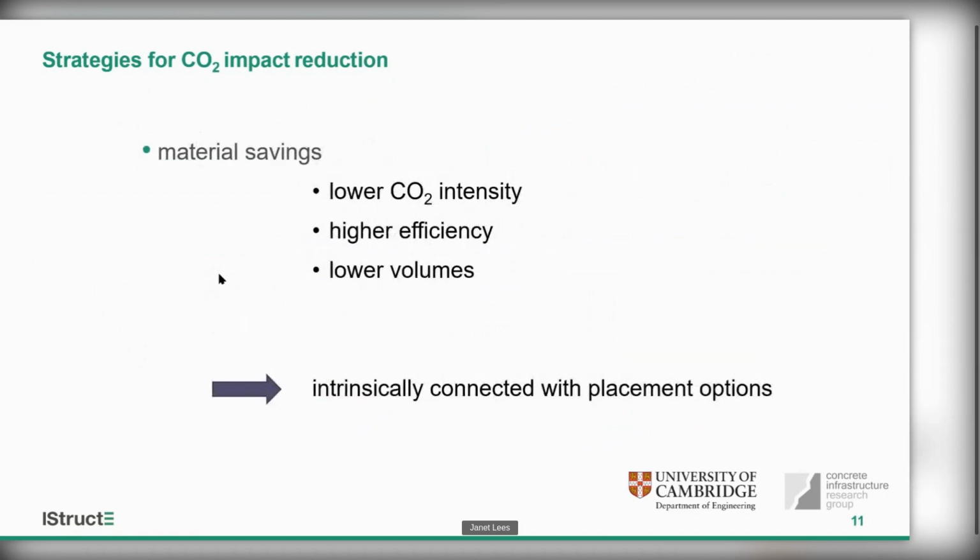So if we think about what we can do by means of material savings, one thing is to look at materials with lower CO2 intensity. The other is to look for higher efficiency, and therefore, in fact, if we can use lower volumes and connected to that, reduce consumption. I think the point I'd like to start with, though, is our options within this space are intrinsically connected with placement.